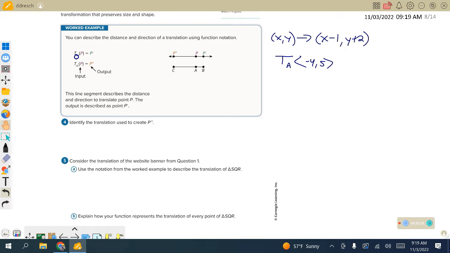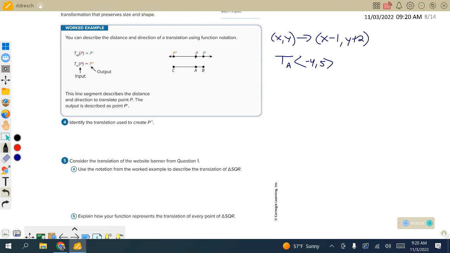Okay? So on this one, it's saying take the pre-image, the input P, create P prime by following that translation rule right there. Give me a second, bring that back. We took, just like we did with our patty paper, AB, and we put it on P. Where does P prime then end up? Right there.